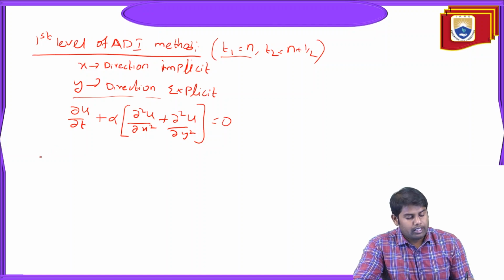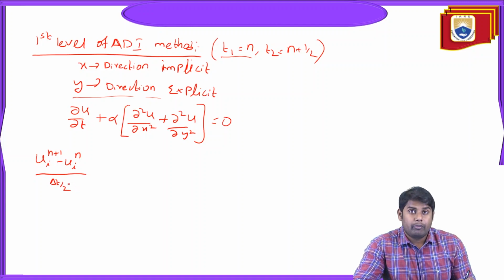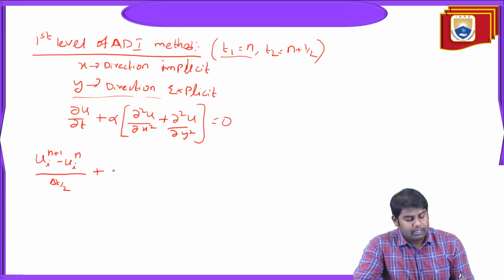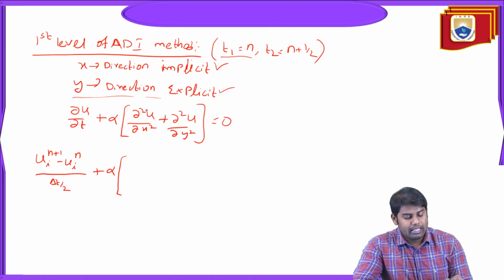Now what happens actually? u of i to the power of n plus 1 minus u of i to the power of n, divided by, what will be the time step actually? It will be delta t by 2. Why? Because t2 minus t1 will be half. You cannot take directly delta t. Plus alpha into, x direction implicit, y direction explicit. So this x direction we will write in terms of implicit.